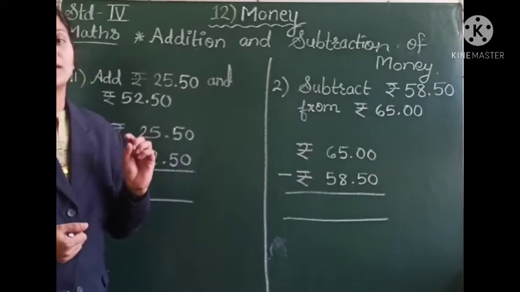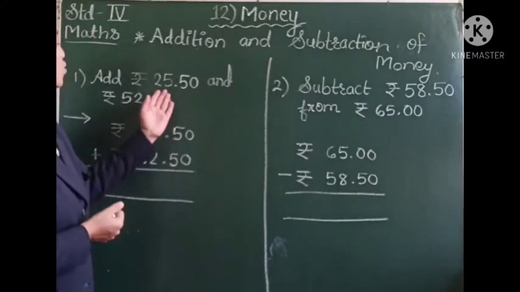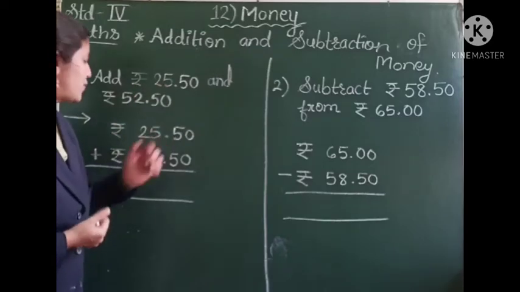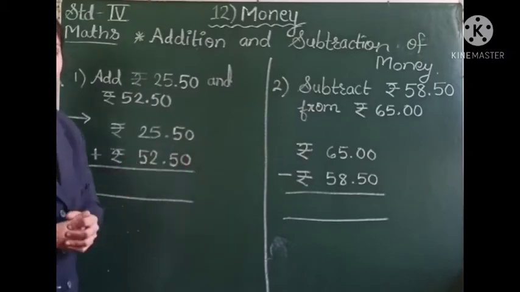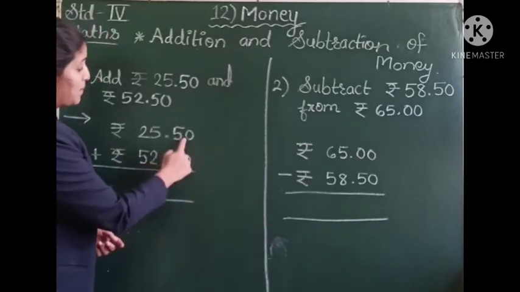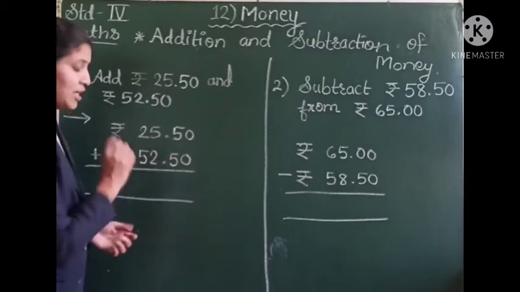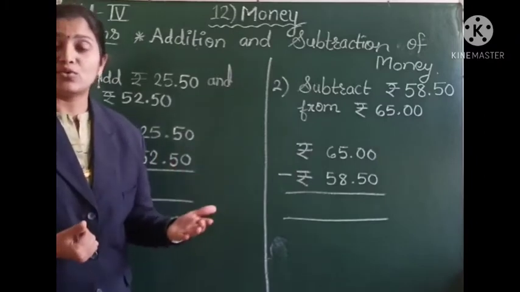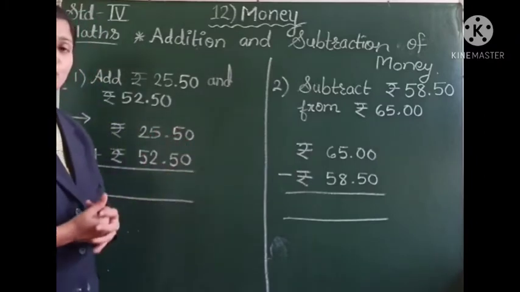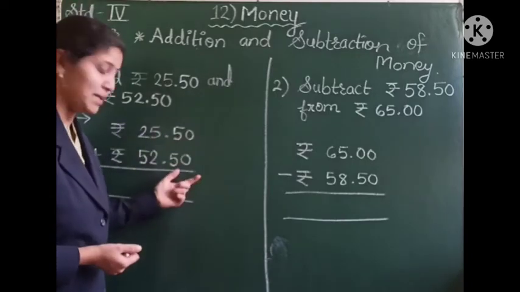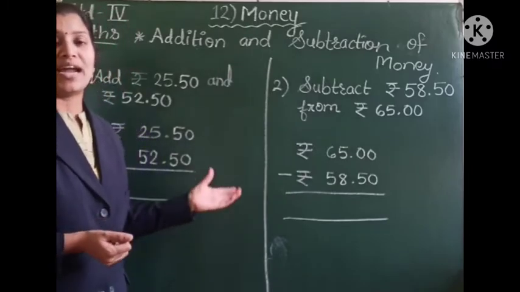So 2 sums are given here, that is rupees 25.50 and rupees 52.50. Now we are going to add both these amounts. Here you can see that I have written paise under paise and rupees under rupees. Whenever you are starting with the addition, you have to start from the smaller unit. So here the smaller unit is paise and the bigger unit is rupees. So first we will add the paise and then we will move on to adding the rupees.